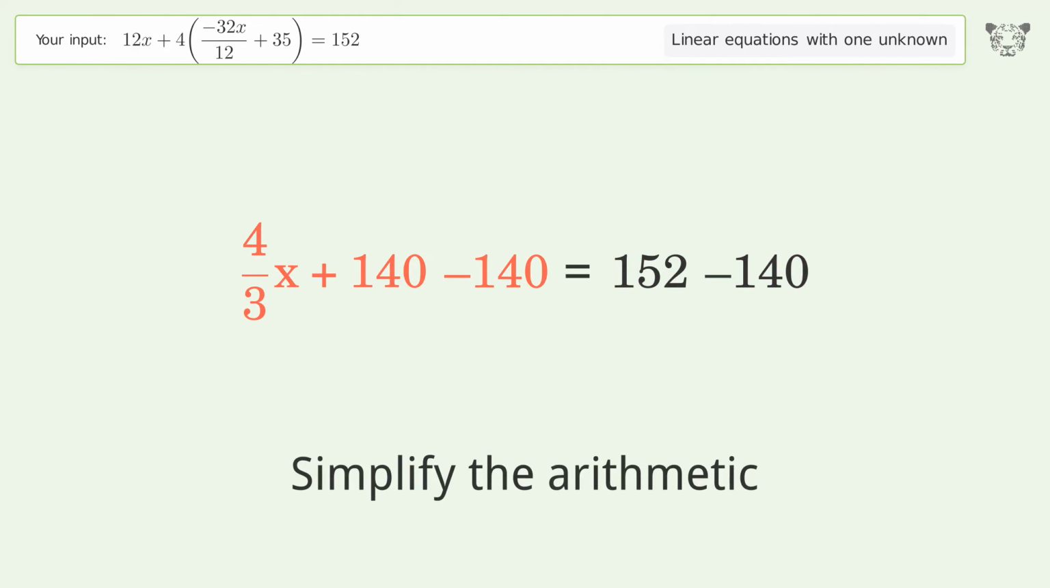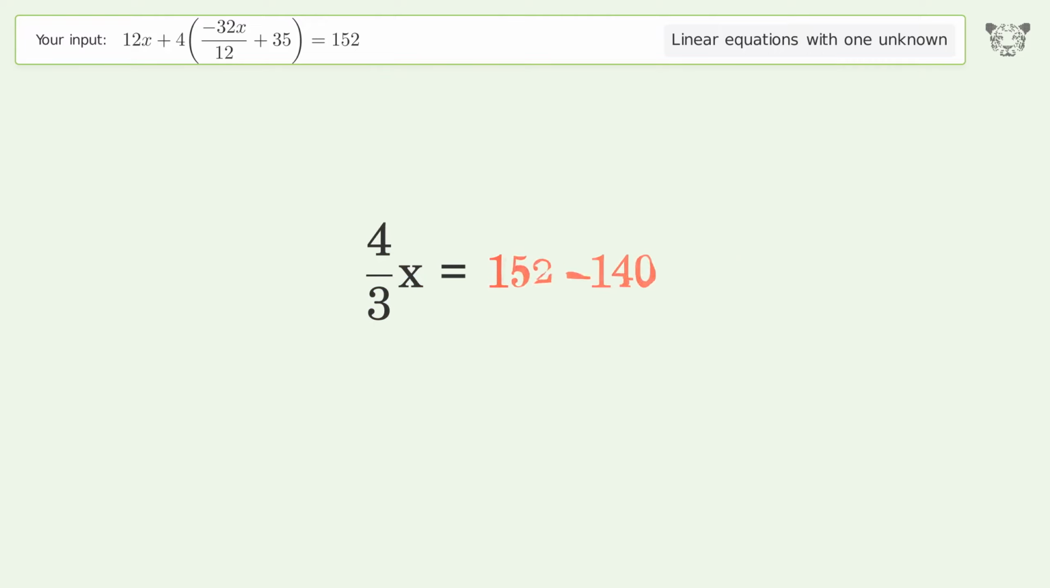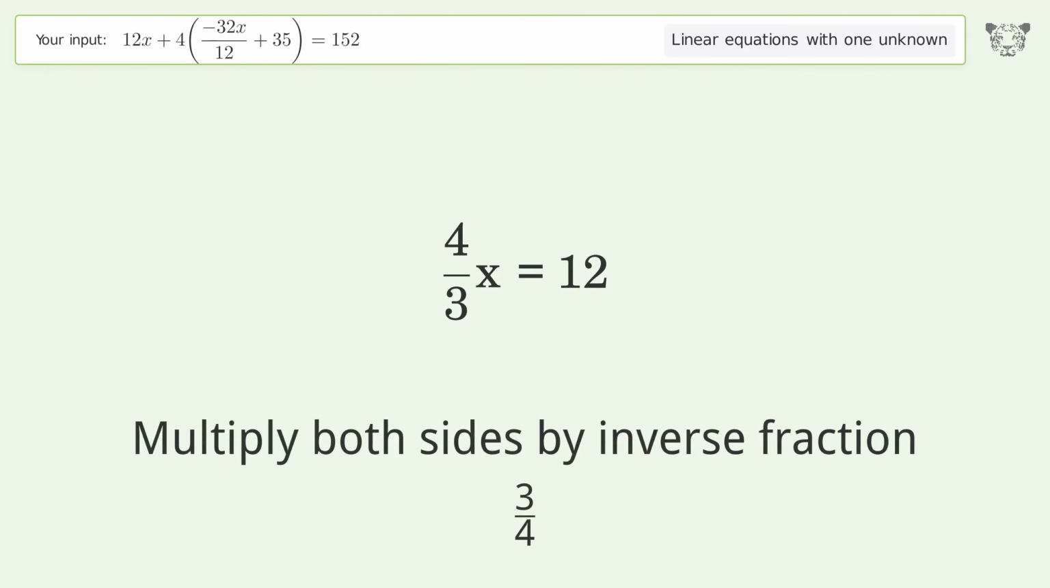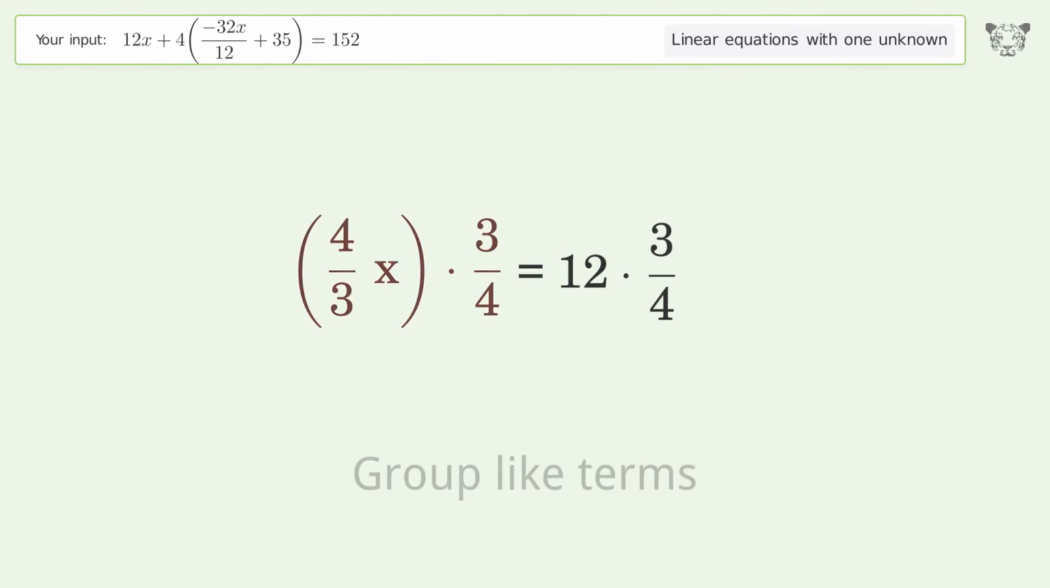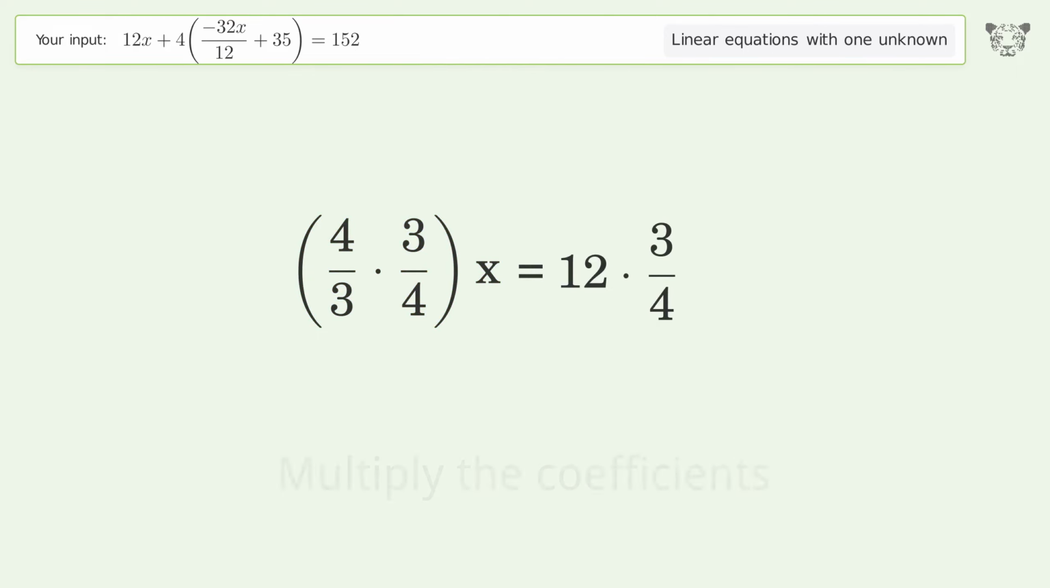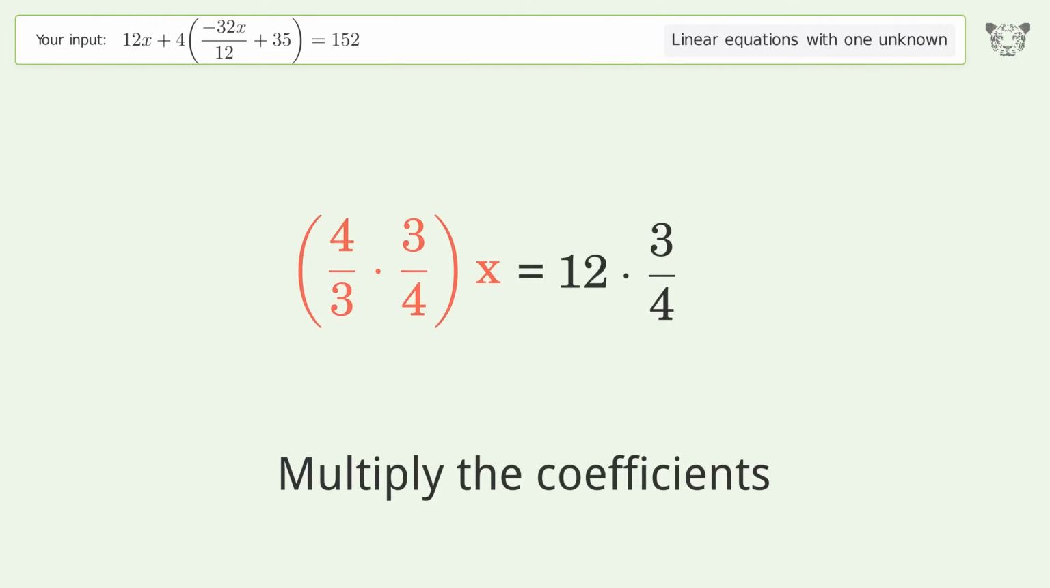Simplify the arithmetic. Isolate the x. Multiply both sides by inverse fraction 3/4. Group like terms. Multiply the coefficients.